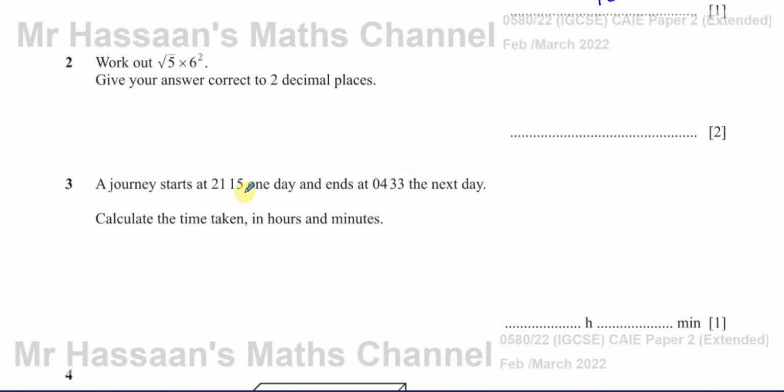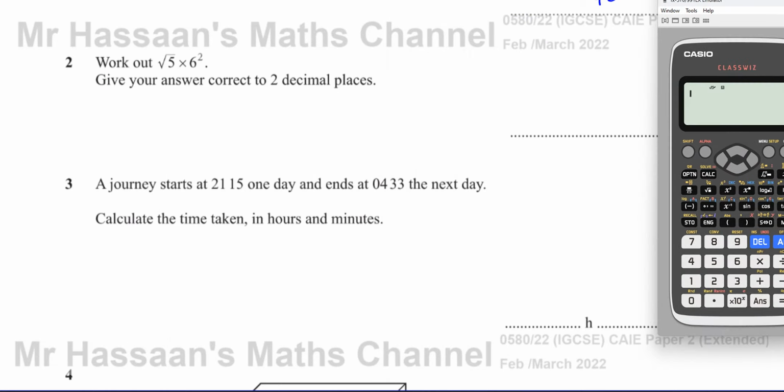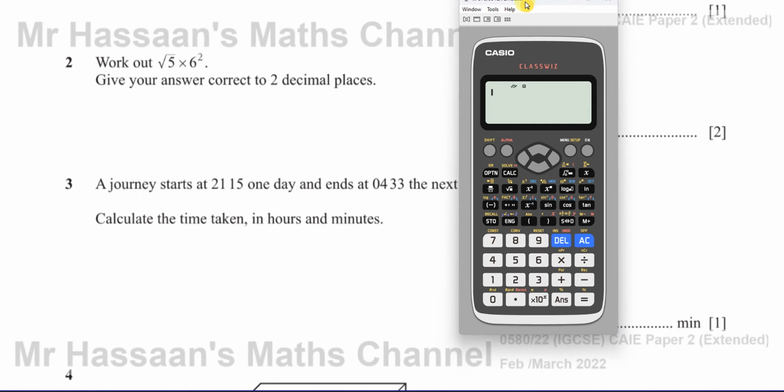Okay, now for question number 2 from the February-March 2022 IGCSE Cambridge paper. It says work out the square root of 5 times 6 squared, giving your answer correct to 2 decimal places. So here the question is intended for you to just use your calculator. This is one of those calculator questions where they're testing how you can use your calculator.